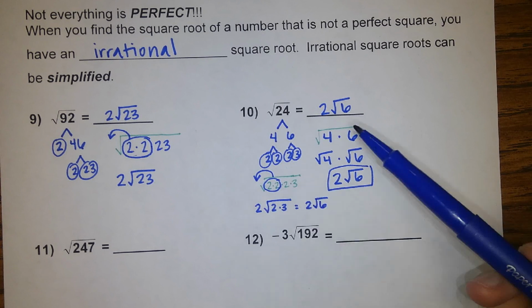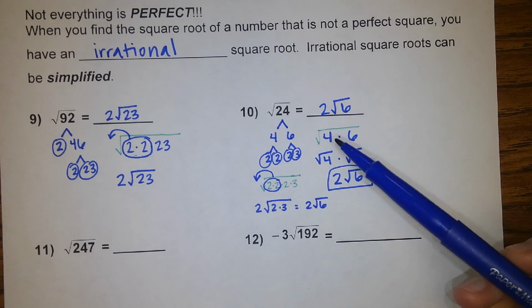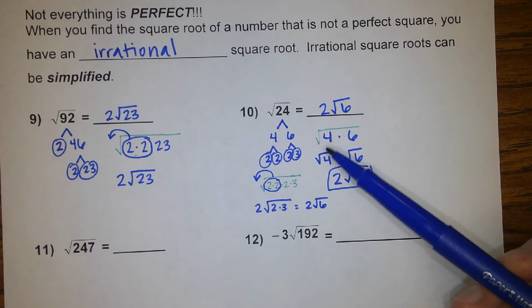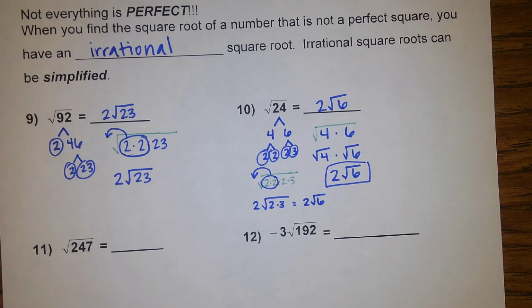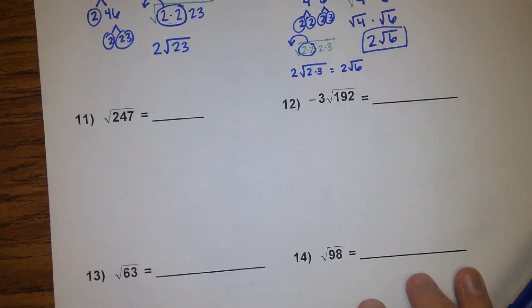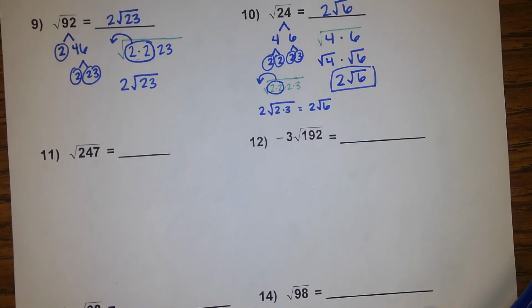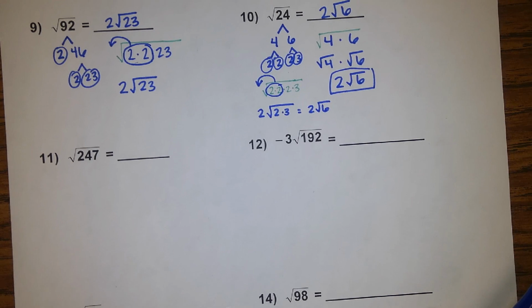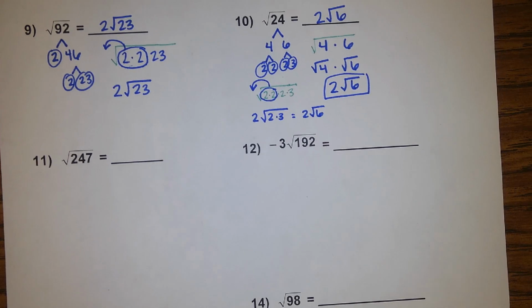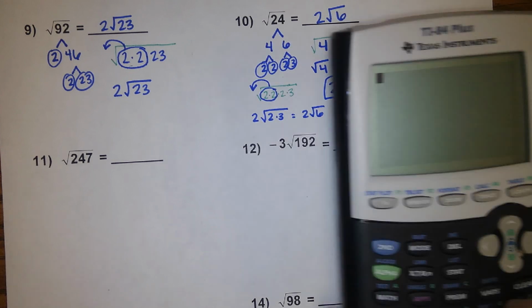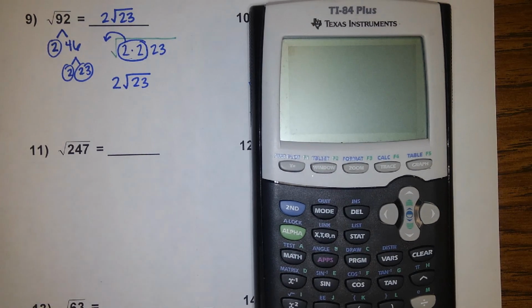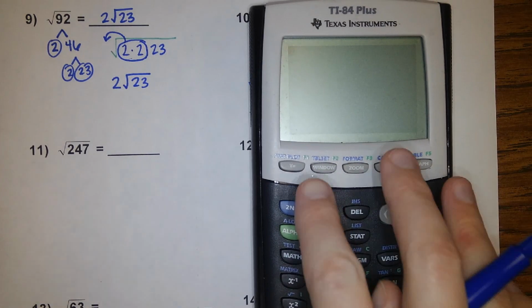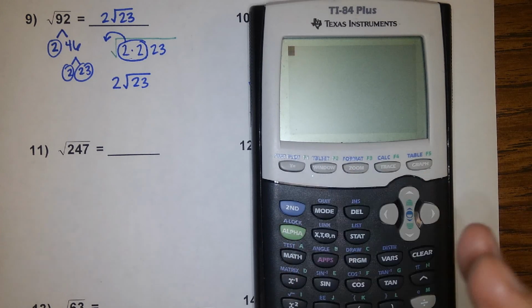Some of you guys might prefer to find those perfect squares that are the factors and then do it that way, okay? So let's take a look at number 11, the square root of 247. We need to find some numbers that can divide into 247. How I'd recommend doing this is to have a calculator out, whether you have a calculator in person, or you can use your phone, or you can also use desmos.com.